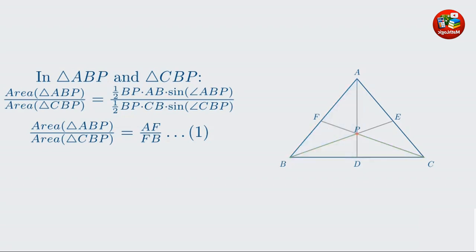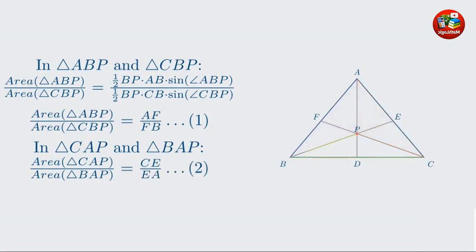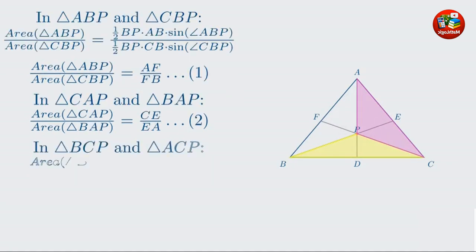We can repeat this logic for the other sides of the triangle. Let's look at triangle CAP and triangle BAP. Following the same reasoning, the ratio of their areas is equal to the ratio of segments CE over EA. Finally, for the third set, triangle BCP and triangle ACP. This gives us three equations relating the segments on the sides of the large triangle to the areas of the smaller triangles meeting at point P.